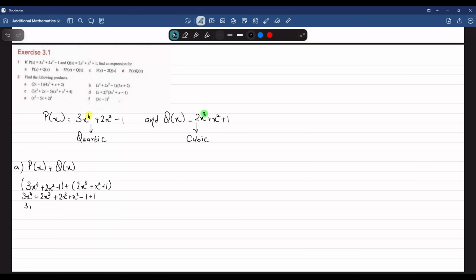Then we can go with 3x raised to power 4 plus 2x raised to power 3 plus 3x squared, minus 1 plus 1 cancels down, and that's equals to your answer.